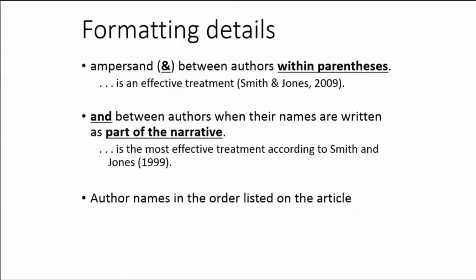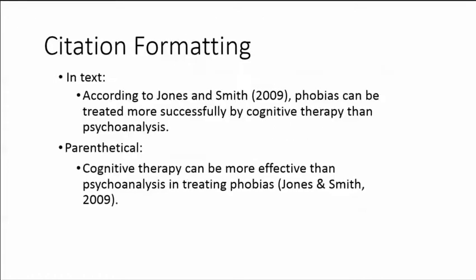If the table seems a little confusing, here's another way to think about it. Here is an example of what a citation for the same article would look like for text and parenthetical uses. Note that the period follows the parenthetical citation.